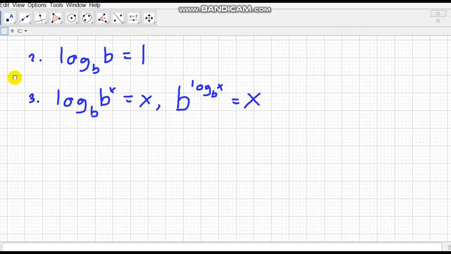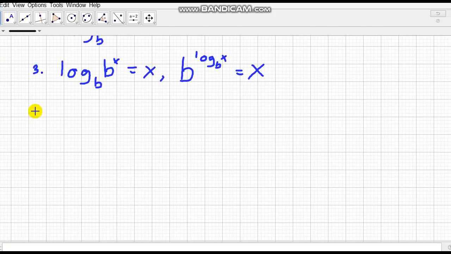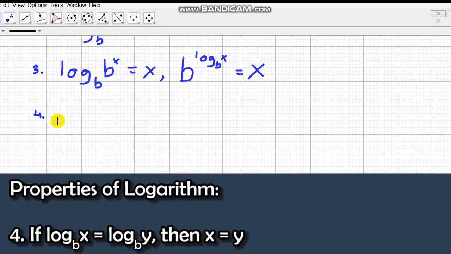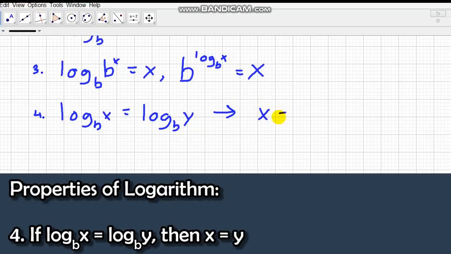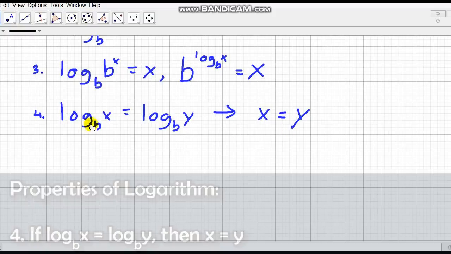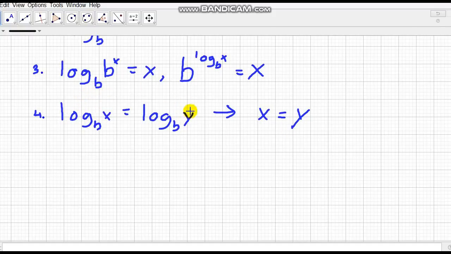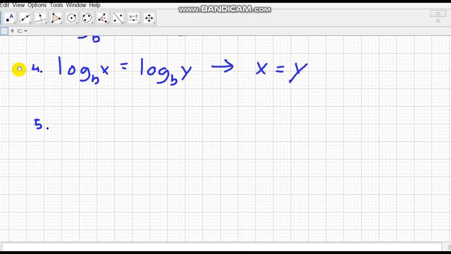For our number 4, if the logarithm of x to the base b is equal to the logarithm of y to the base b, this means that x is equal to y. If the logarithms of two arguments are equal, then the arguments themselves are equal. This will be very handy later on when we deal with logarithmic equations.